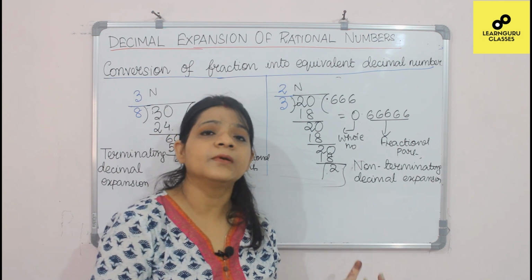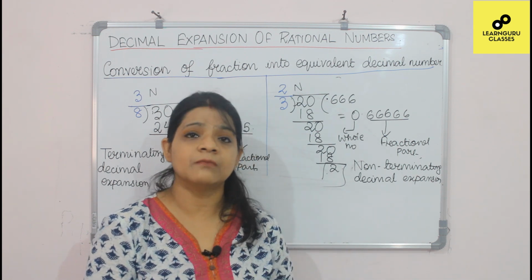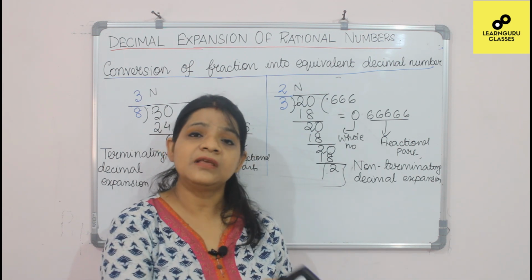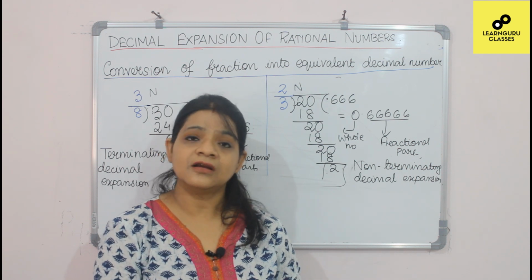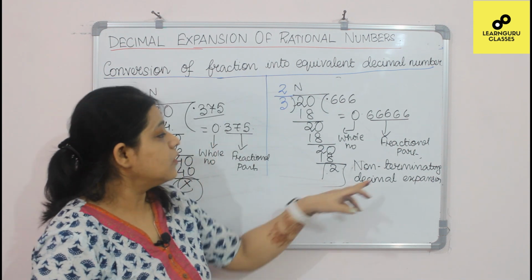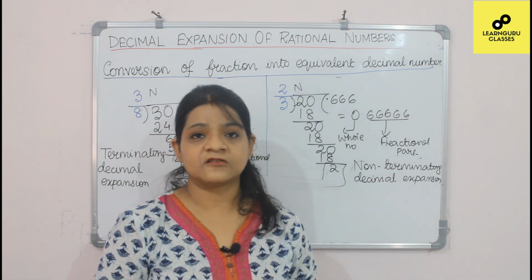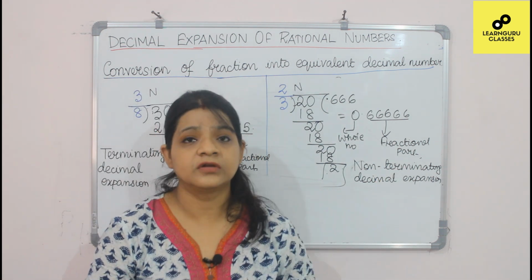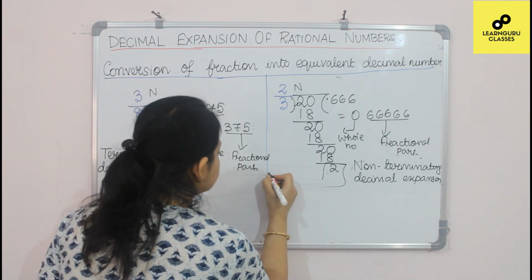I have also discussed these two topics in my second lecture, so please refer to the second lecture, the link will be available here. Non-terminating decimal expansions are of two types. What are those?